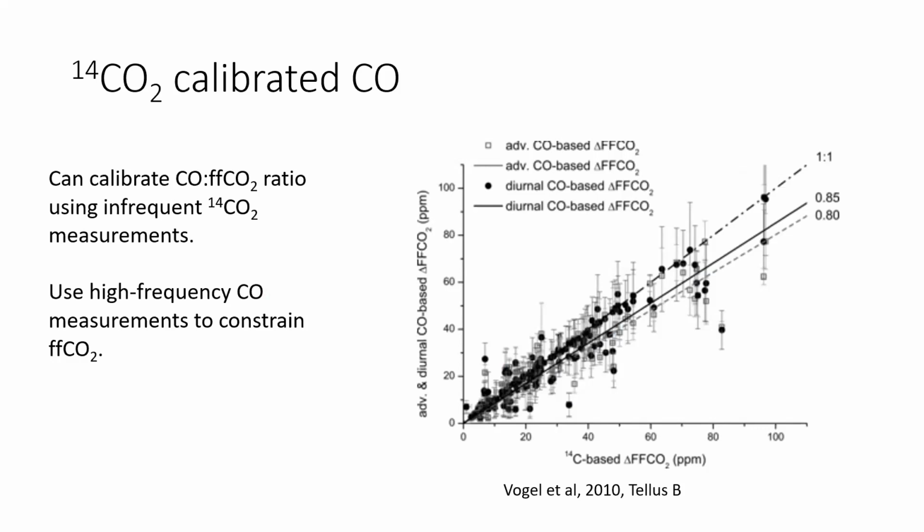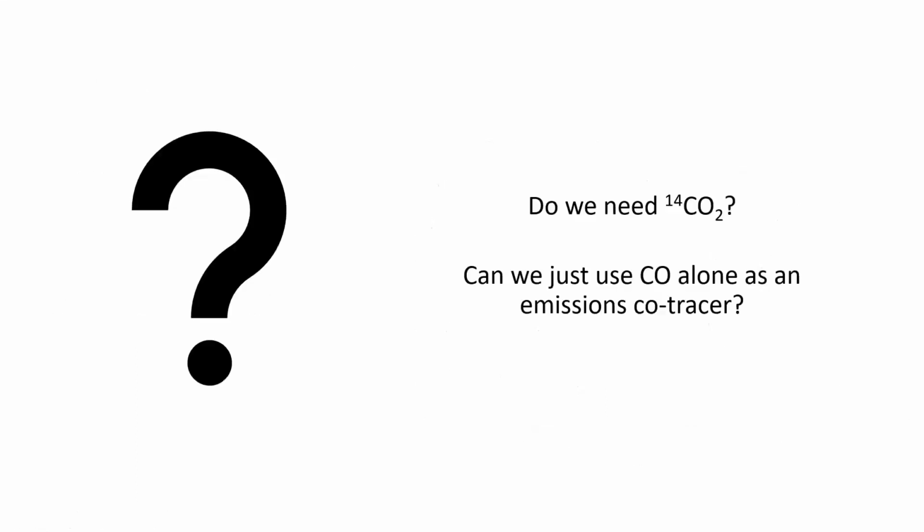And then particularly in the context of using satellite data, which is obviously much more global in its coverage, we're clearly never going to be able to detect carbon-14 from satellites, given the lengths you have to go to get it in situ. So can we use an approach which doesn't rely on carbon-14? Really that's the question I'm asking: do we need this, or can we just use carbon monoxide alone as a co-tracer of emissions? Potentially we could use some other co-tracer as well, like NOx, but for the purpose of this talk, I'm just going to focus on CO.